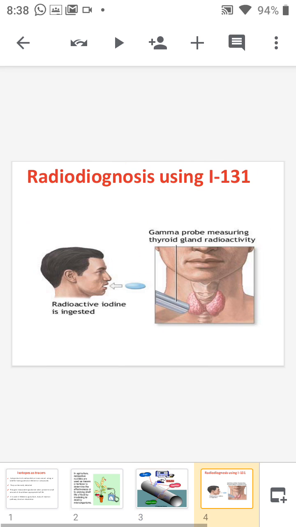Now, radioactive isotopes are also used in radiodiagnosis. The first example is iodine-131. Iodine-131 is used for diagnosing thyroid disorders. We usually give the patient a sodium iodide or potassium iodide solution which contains iodine-131, and we can measure the radioactivity just above the thyroid.